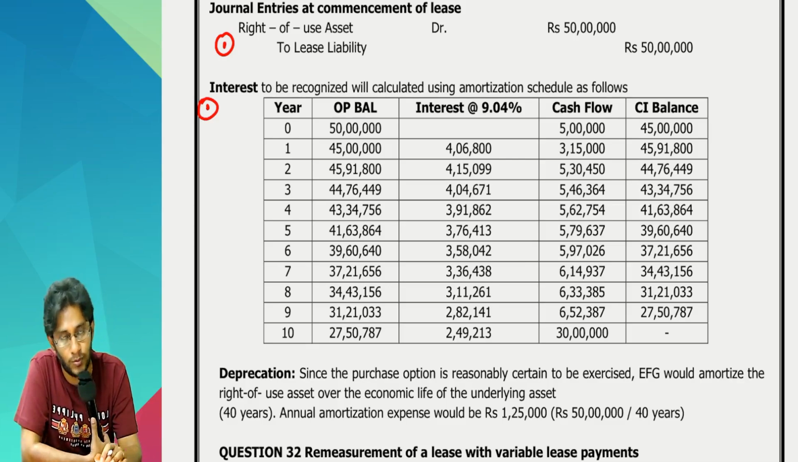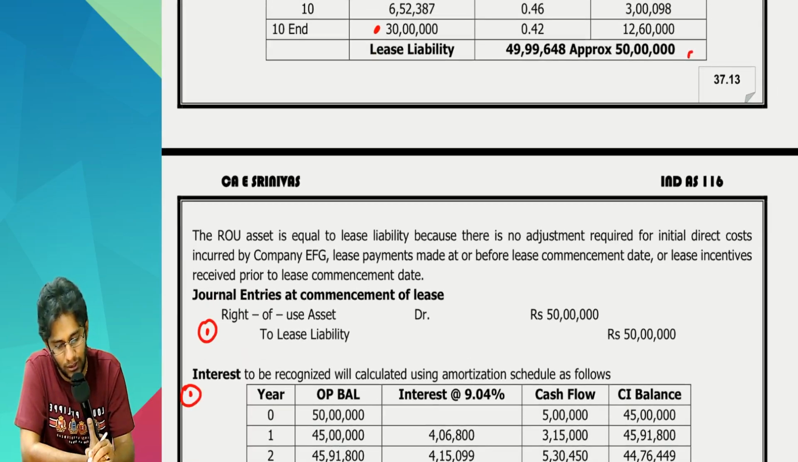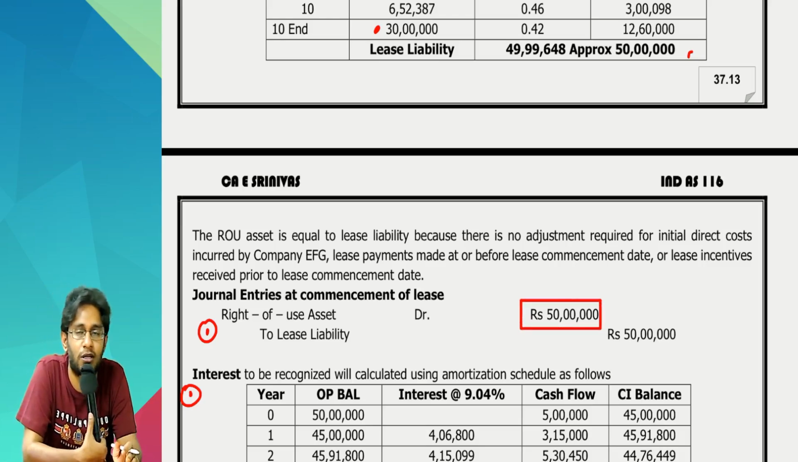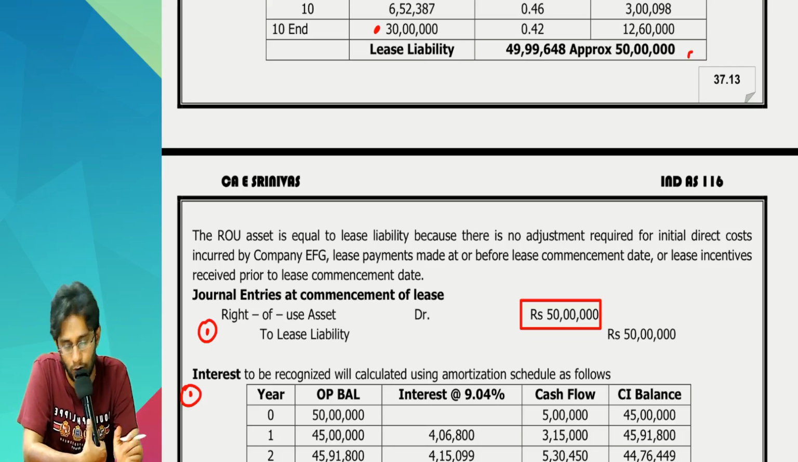Now here where you should be careful is, whatever ROU asset you are recognizing here, that should be depreciated over how many years? 10, 30, 40? Because eventually you are going to become the owner of the asset.